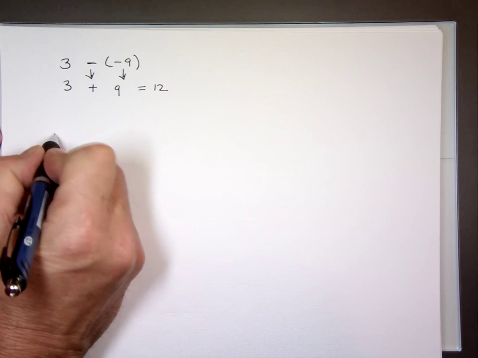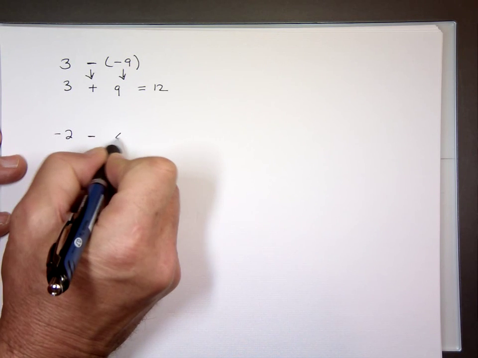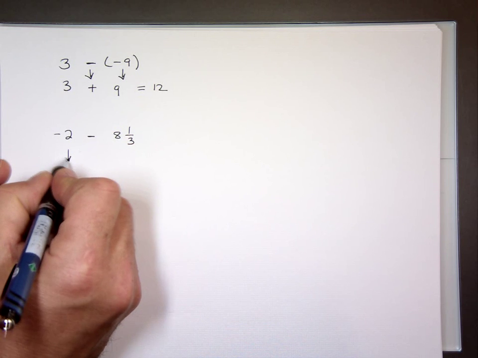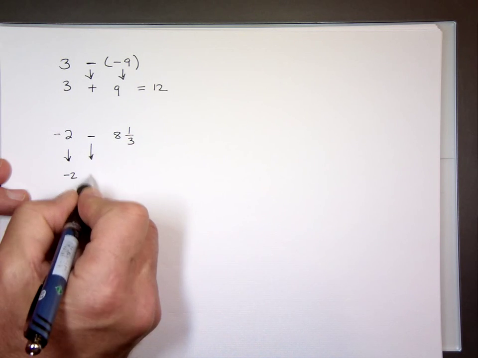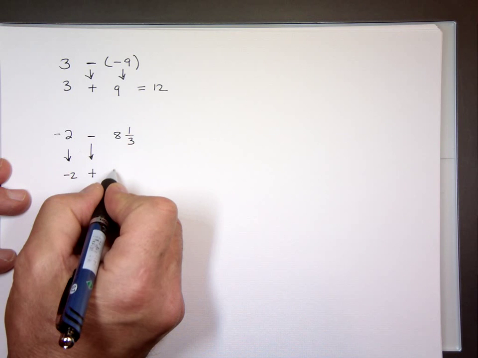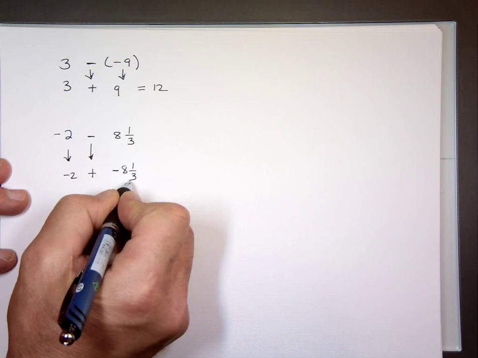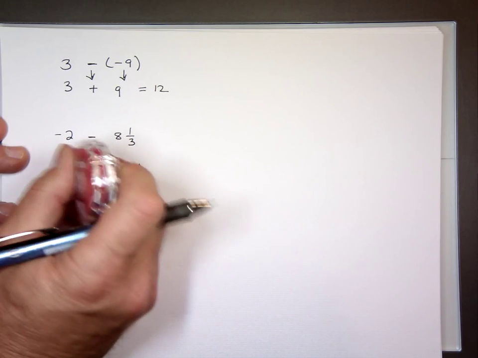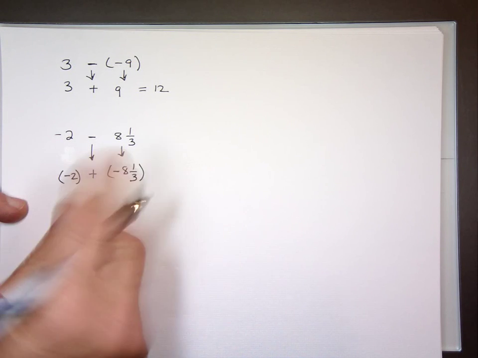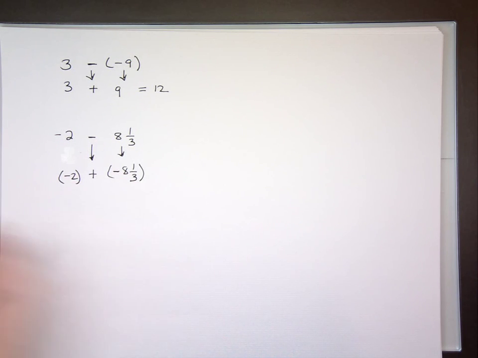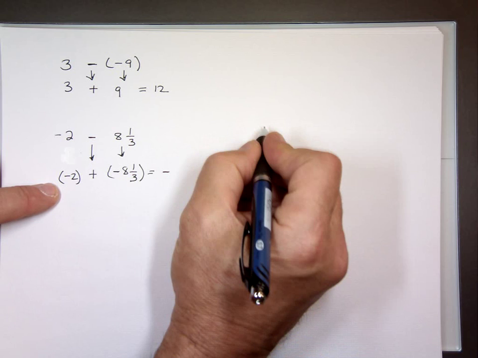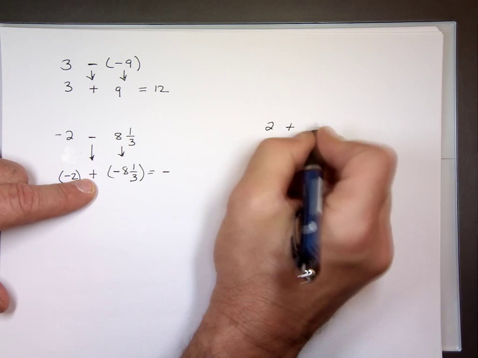Let's try this one. What's negative 2 minus 8 1/3? Keep the first number. Change the sign to what? Positive, and take the opposite of that. Now let's look at the numbers. Do they look the same sign or different sign now when you're adding? We're going to add them and keep the sign. So I know my answer is going to be negative because they're both negative. So let's go to the side and add them. What is 2 plus 8 1/3?